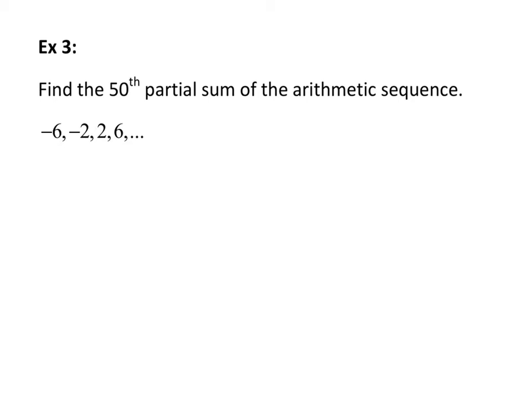And for the last example, find the 50th partial sum of the arithmetic sequence. All right, so there's going to be 50 terms. So I have 50 over 2. And then the first term is negative 6. Here's the big question. How do you figure out what the last term is? That's where this formula comes into play.